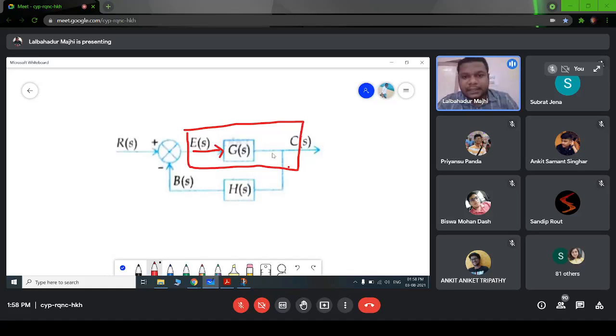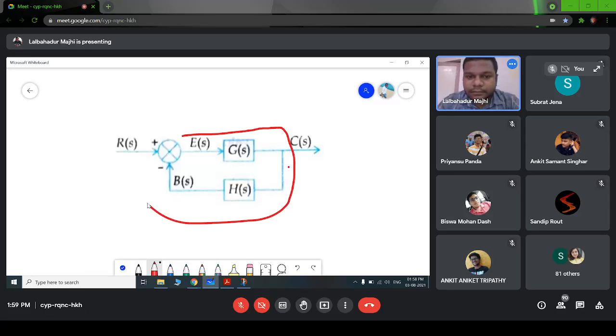And similarly for this path, up to this path, we can say this is a straight line, with the flow of signal in this direction. That means there is no feedback path. So it is an open loop system. If there is a feedback path, then it is a closed loop system. But in this case, there is no feedback path for this path, G of S and H of S.